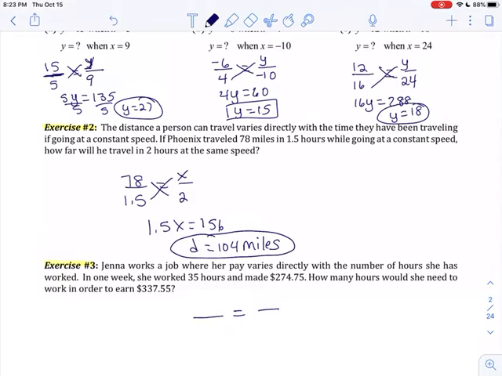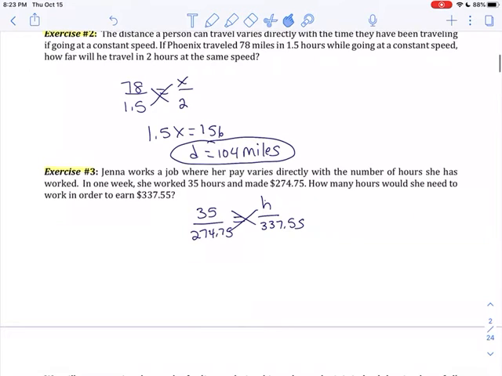And the last one, Jenna works at a job where her pay varies directly with the number of hours she worked. In 1 week, she worked 35 hours, and she made $274.75. So I'm going to put hours on top, and I'm going to put her pay on the bottom. How many hours would she need to work in order to earn $337.55? So I got hours over pay, hours over pay.